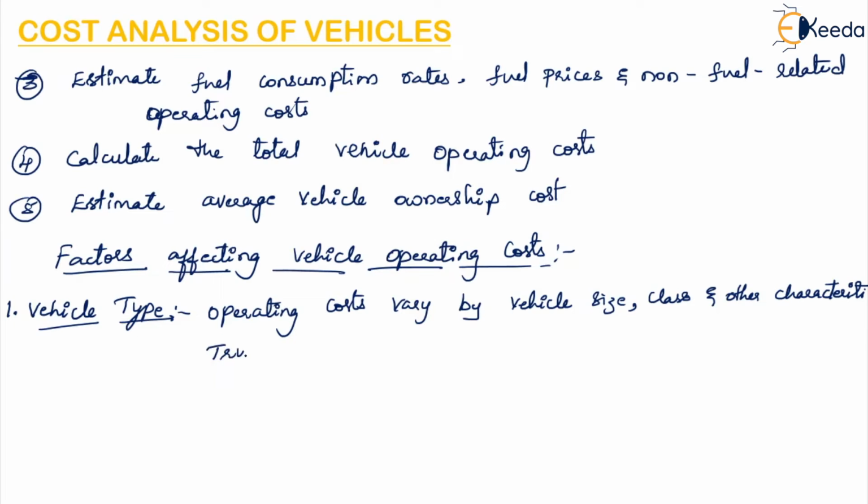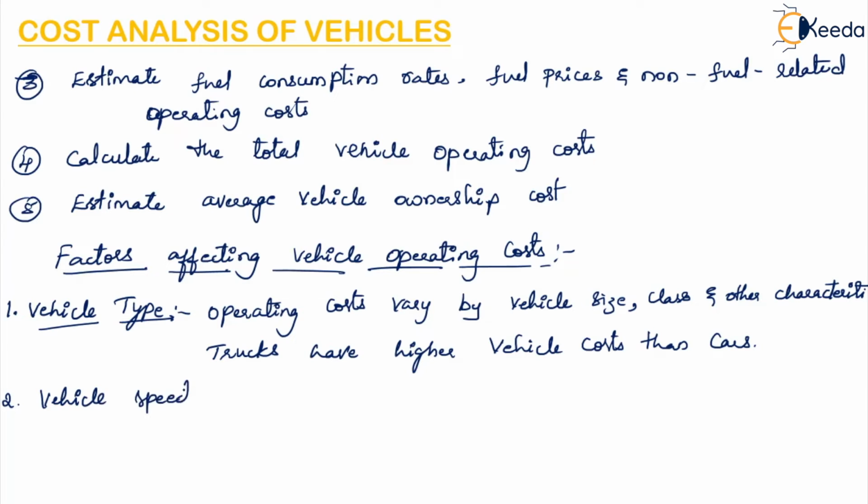So trucks have higher vehicle cost than cars. Then the next factor is the vehicle speed. So depending on the type of vehicle, the cost will increase or decrease. Now vehicle speed is a very important factor which is affecting the operating cost.